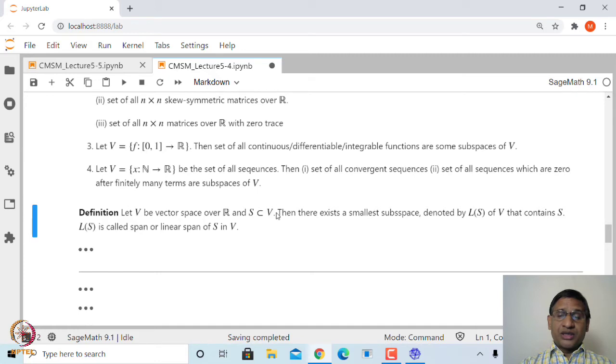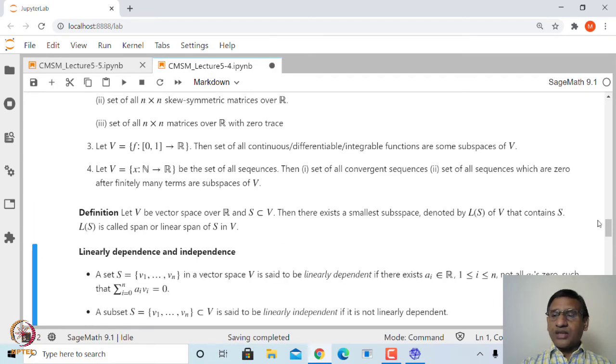In fact, V itself will be a subspace which contains S, but that is not interesting. What you can find is the smallest subspace of V that contains S, and generally we denote that by L(S), the linear span of S. L(S) we call the linear span of S.